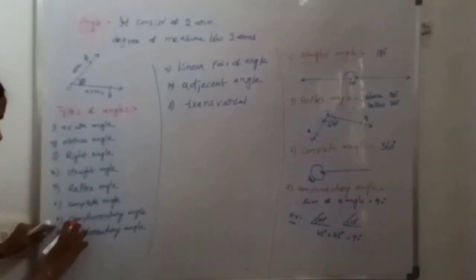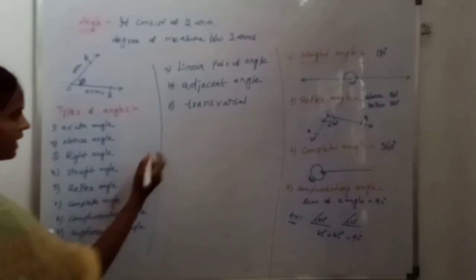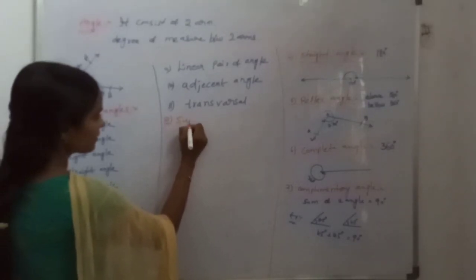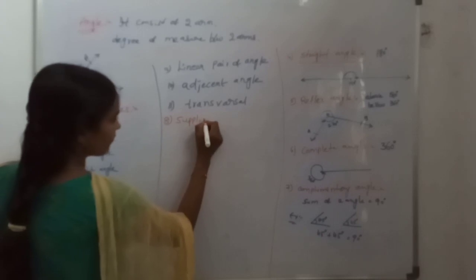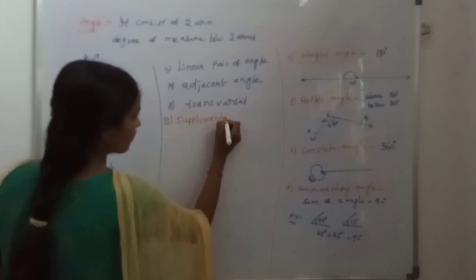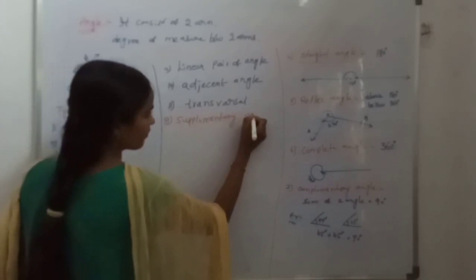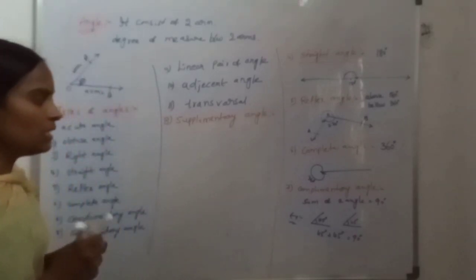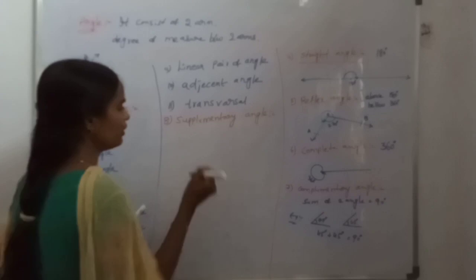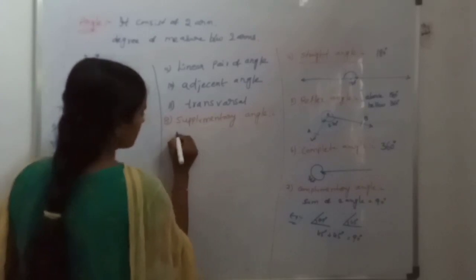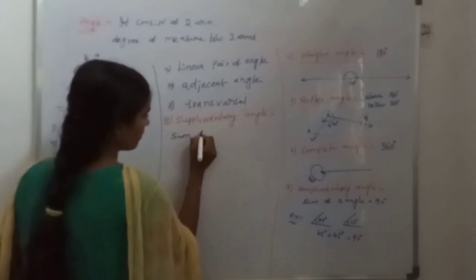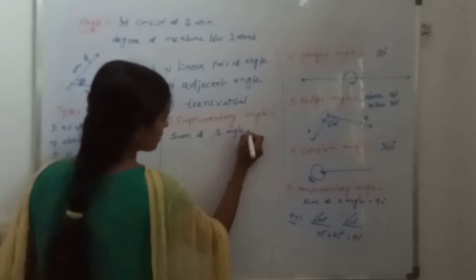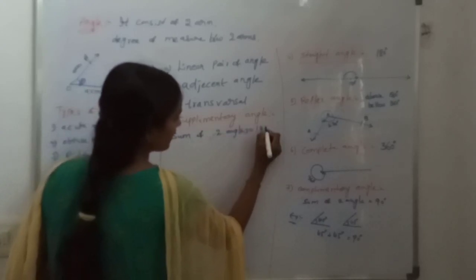Now complementary angle is completed. Supplementary angle. Now the eighth one, supplementary angle. Supplementary angle means the sum of two angles equals 180 degrees.